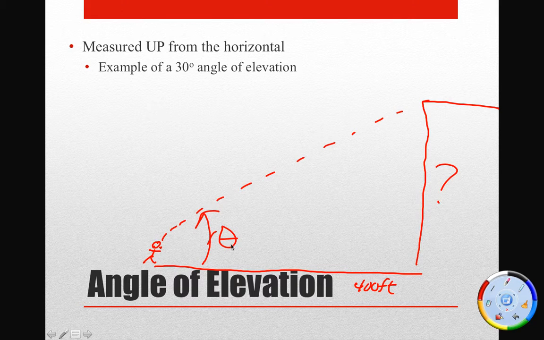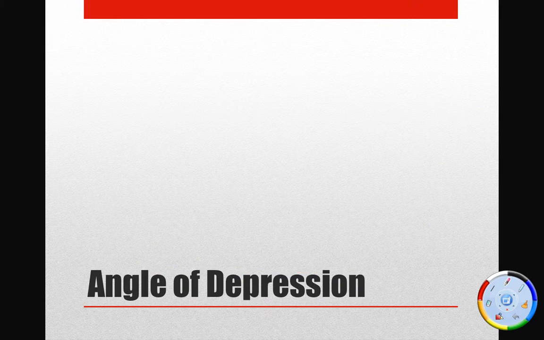So angle of elevation is the measurement up from horizontal. So let's say this is a 30-degree angle of elevation. Well, it leads right into the angle of depression. Now you're standing on the cliff.